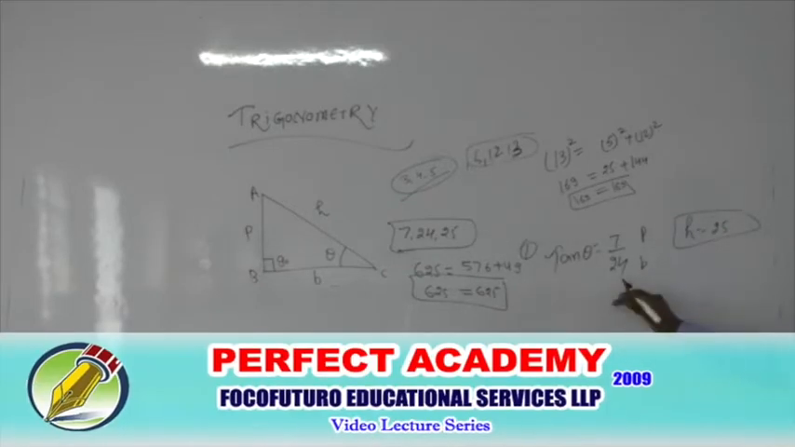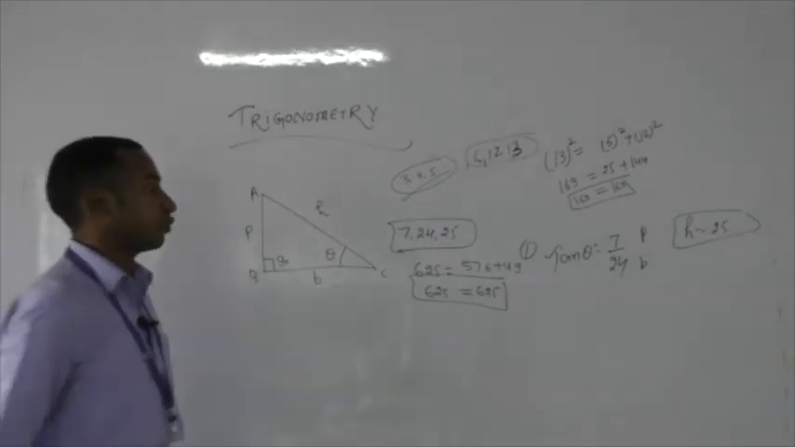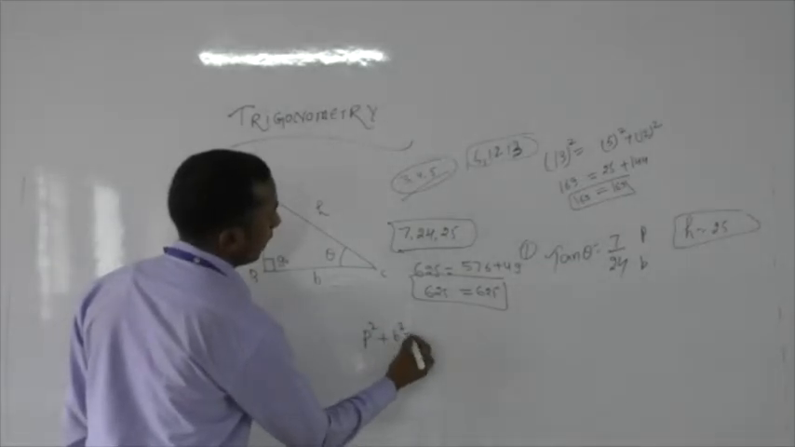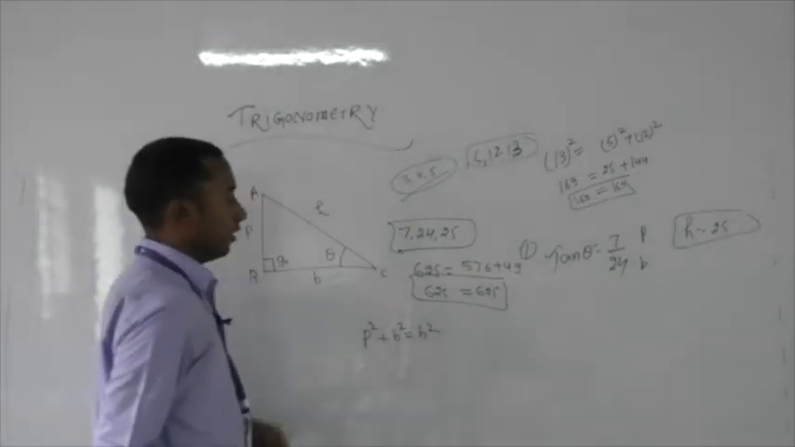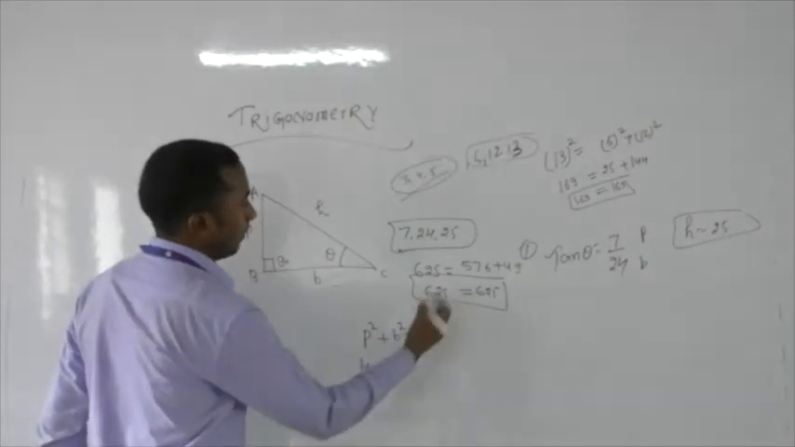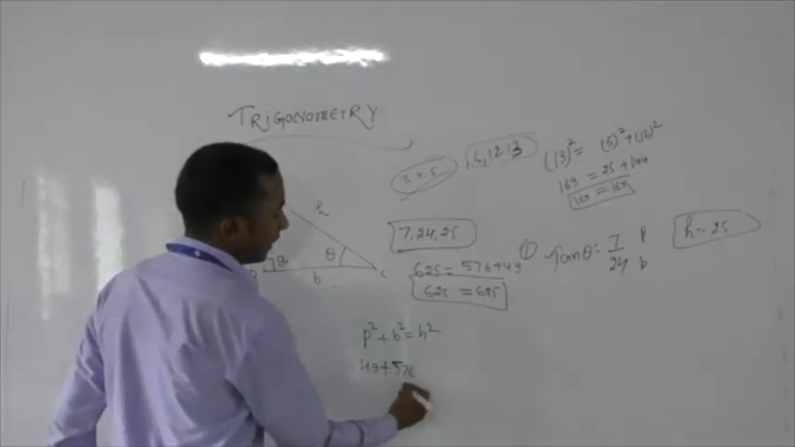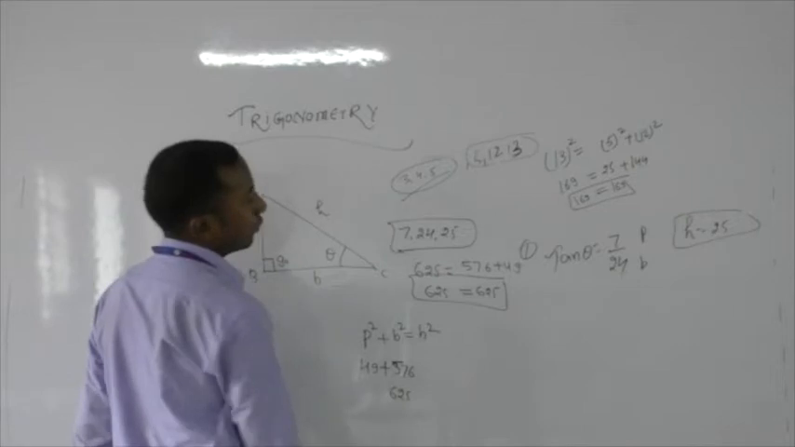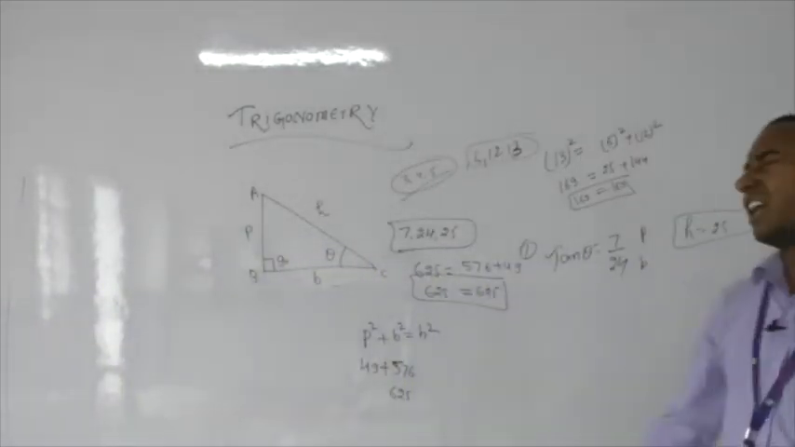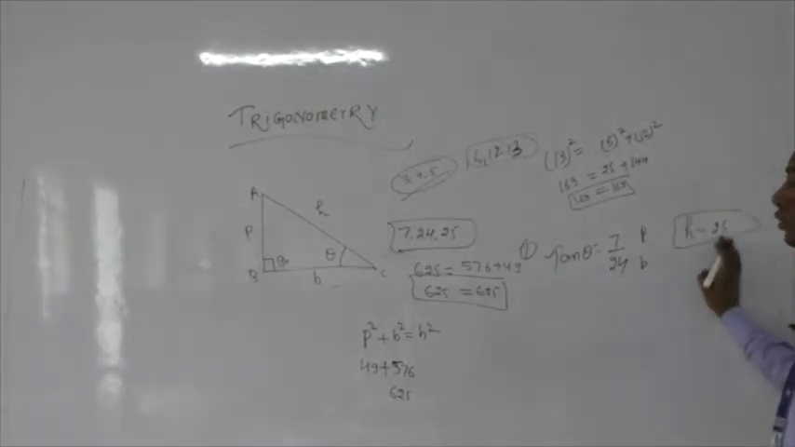Otherwise, if you apply the Pythagorean theorem, it will take so much time. If you don't remember this triplet, it will take much time. Perpendicular square plus base square is equal to hypotenuse square. Perpendicular is 7, 7 square is 49. Base is 24, 24 square is 576. After that you get 625, then you have to take the square root. If you remember all these values, it will take little time to solve big questions. So you get hypotenuse equal to 25.